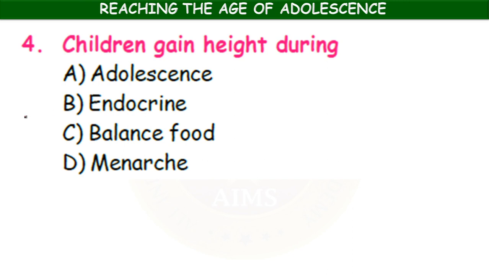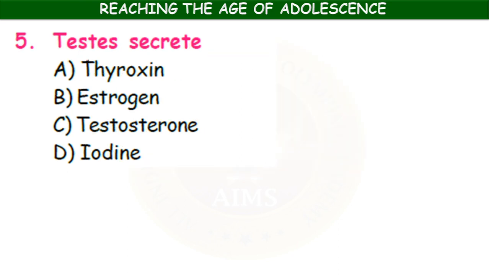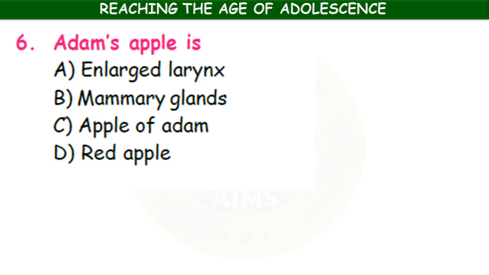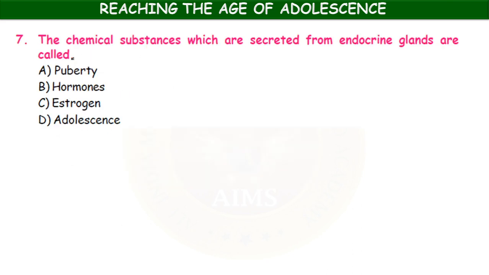Next, children gain height during which period? Adolescence, endocrine, balanced food, or menarche. Children gain height during the adolescence period. Testes secrete which hormone? Thyroxin, estrogen, testosterone, or iodine. Testosterone. Adam's apple is: enlarged larynx, mammary glands, apple of Adam, or red apple. Enlarged larynx is called Adam's apple.